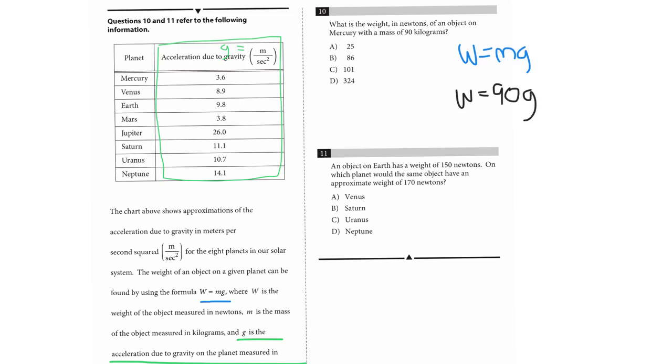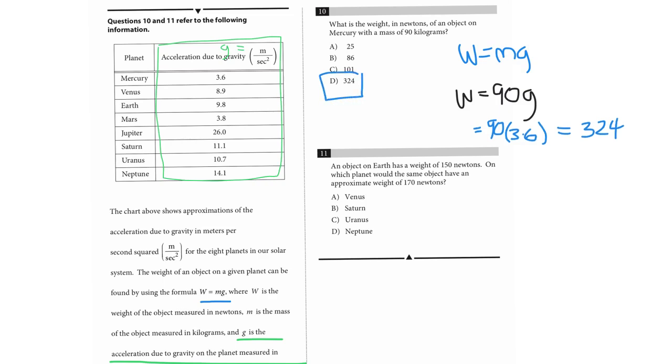g. So then the question is, if we want to find out what W is, what the weight is, what the heck is g? Well, that's where the table comes in, obviously. Mercury is the top row. g is 3.6. So this will end up becoming 90 times 3.6, and that will give us 324. That is the answer.